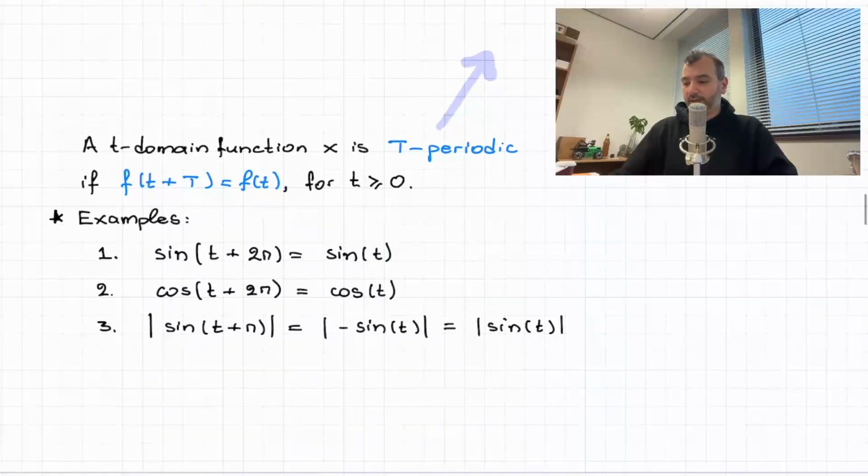And we can verify also algebraically that the functions I mentioned above are indeed periodic. Let's look just at sine. Sine at t plus 2 pi is equal to sine of t. So this is 2 pi periodic. And let's look at the last one. If you take the absolute value of sine of t plus pi, sine of t plus pi gives you minus sine of t. But you don't need the minus here because you have the absolute value. So this is the absolute value of sine. So the function here is pi periodic.